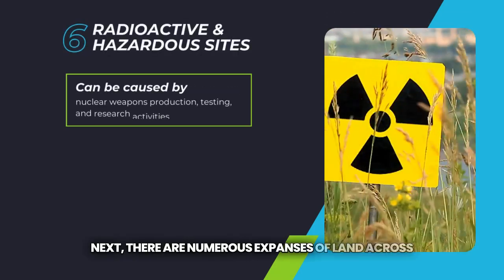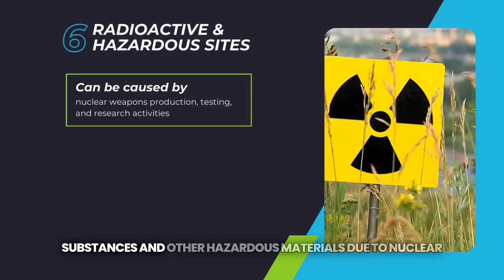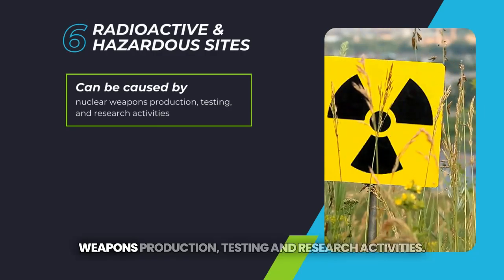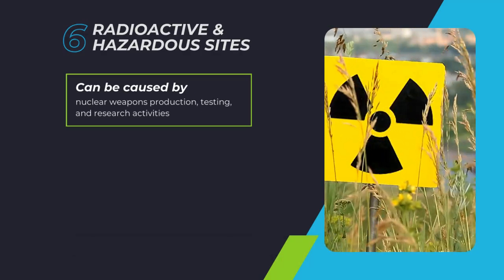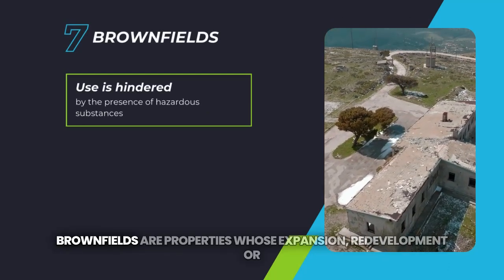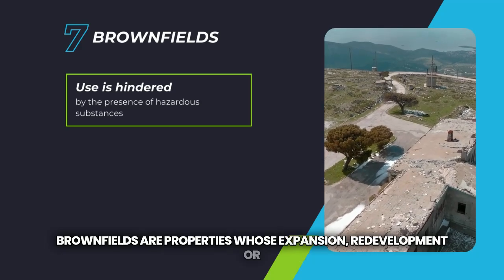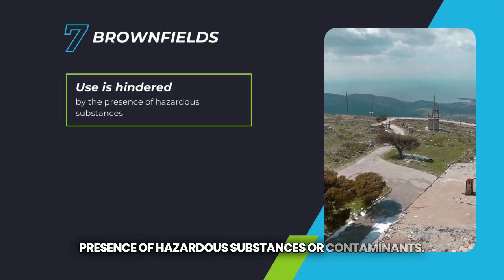Next, there are numerous expanses of land across the U.S. that have been contaminated with radioactive substances and other hazardous materials due to nuclear weapons production, testing, and research activities. Brownfields are the seventh type of contaminated property. Brownfields are properties whose expansion, redevelopment, or reuse is often hindered by the real or potential presence of hazardous substances or contaminants.